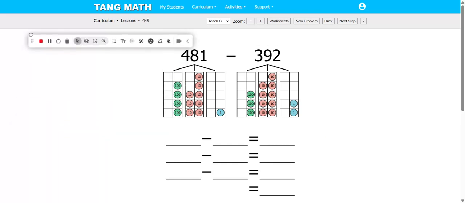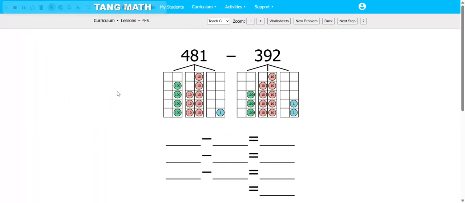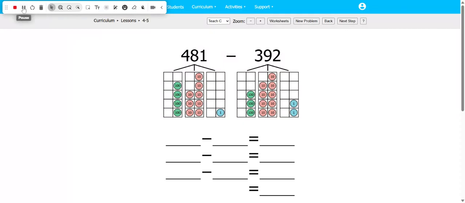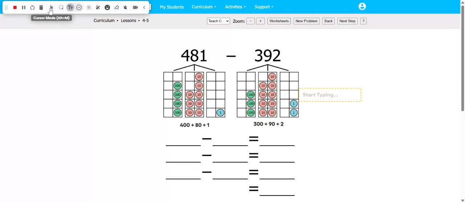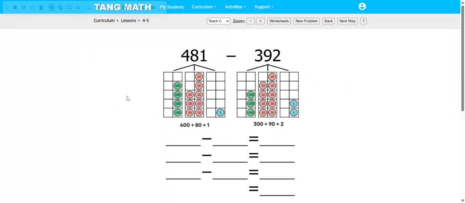Alright, we're going to be solving the subtraction problem using place value. The first thing I want you to do is think about the expanded form of each number. It would be 400 plus 80 plus 1. And our other number would be 300 plus 90 plus 2. So now that we've thought about that expanded form, we want to think about, can we subtract?